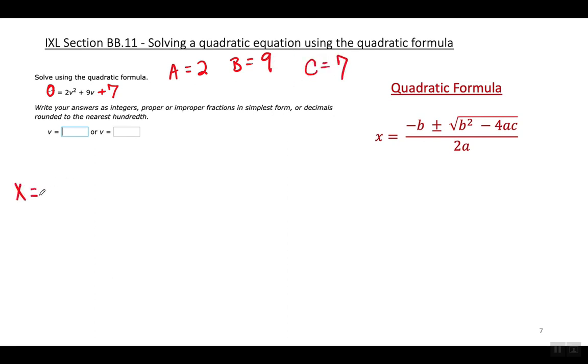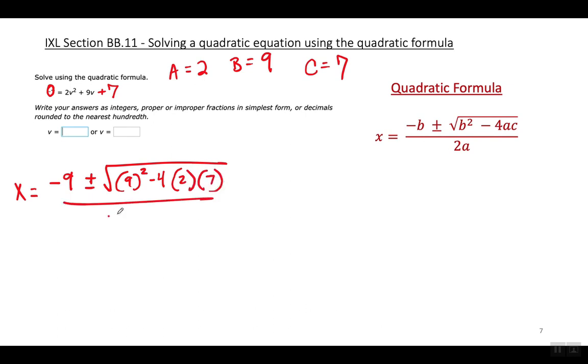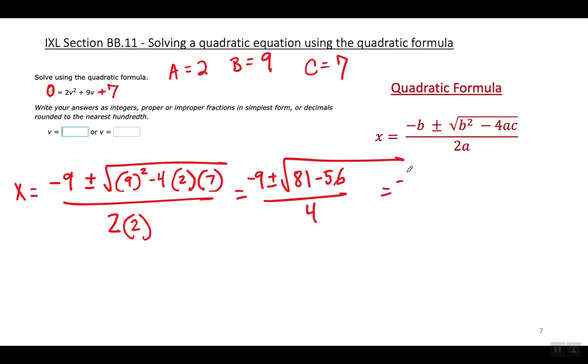I'm going to substitute the values into the equation, which will give me x equals negative 9 plus or minus the square root of 9 to the second power minus 4 times A, which is 2, times C, which is 7, over 2 times A, which is 2. So that's going to give me negative 9 plus or minus the square root of 81. And when you multiply these three numbers together, you're going to get negative 56 over 4.